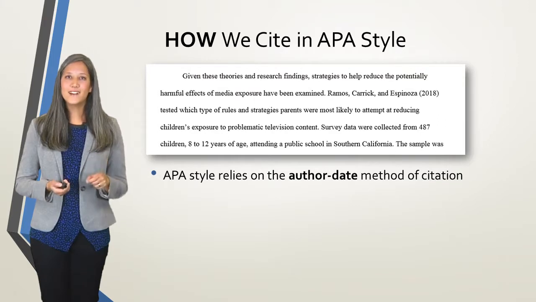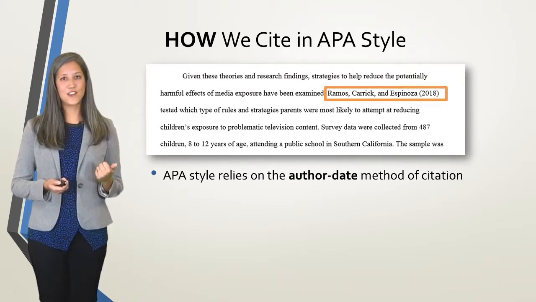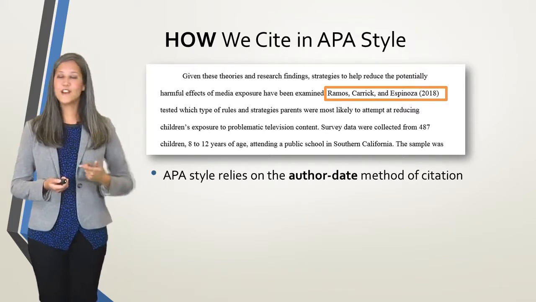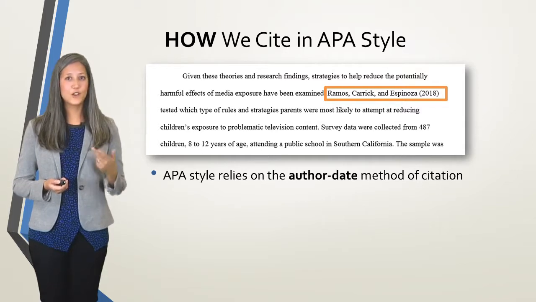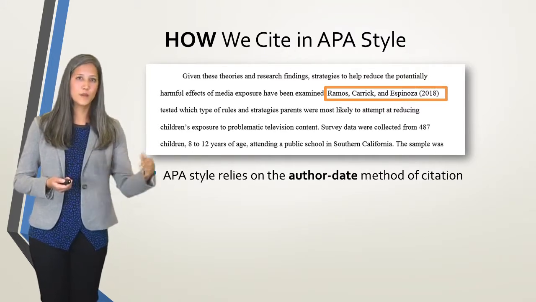Notice what is not included in this citation. You never mention the first names of the authors. You never include the name of the article. You never include the name of the journal. So it would not be correct APA style to write, Ramos, Carrick, and Espinoza published a study in the Journal of College Studies that found blah, blah, blah, blah, blah.